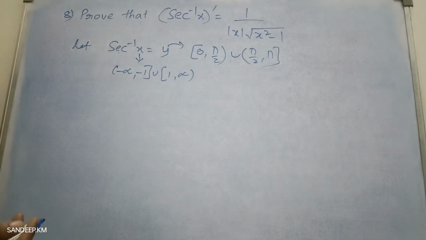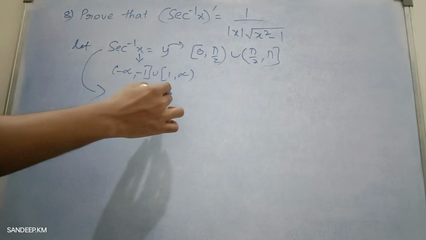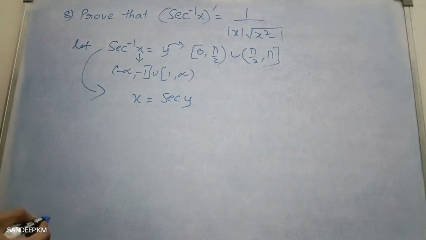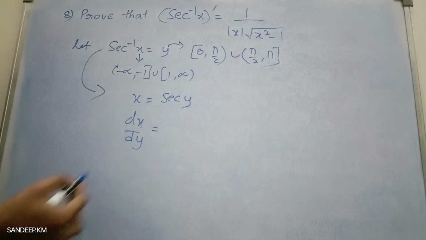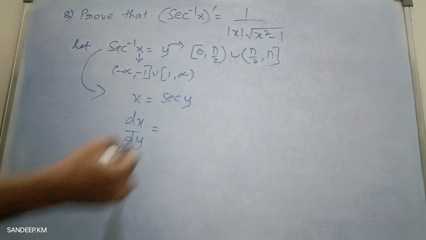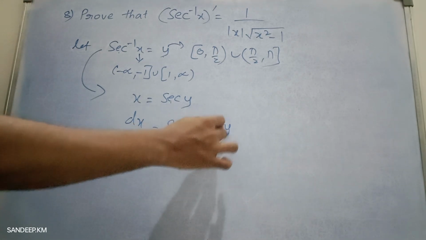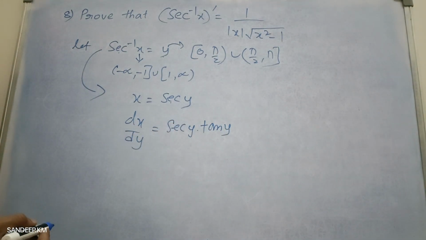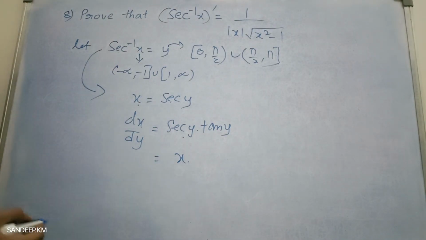Now dear students, from here I can write x is equal to secant y. Next dx by dy, until here no issues. Dx by dy is secant y derivative. Secant y derivative is secant y into tan y, we have just learned. Next secant y is x, into what is tan y? What is tan y? That is very very important. Let me use the identity.